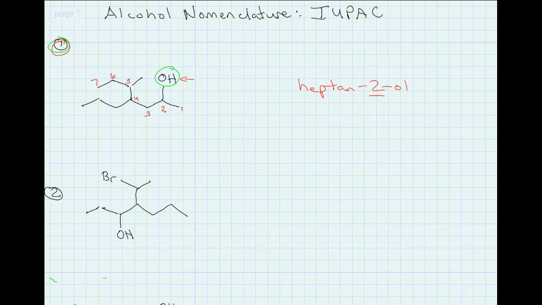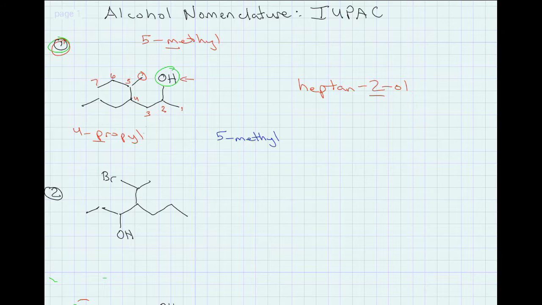What else do we have in our molecule? Here at position 5 we have a 5-methyl. And down here at carbon 4 we have a 4-propyl. If we put our two substituents in alphabetical order, we know that M comes before P. So if we put all three things together, the final name of our compound will be 5-methyl.